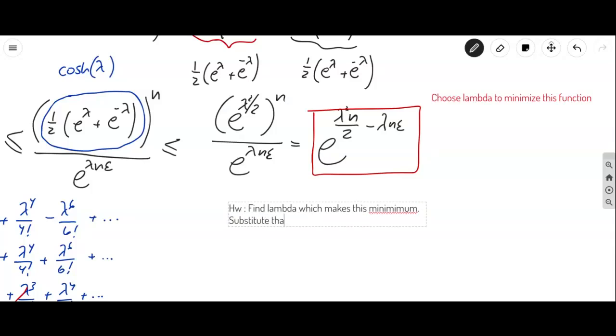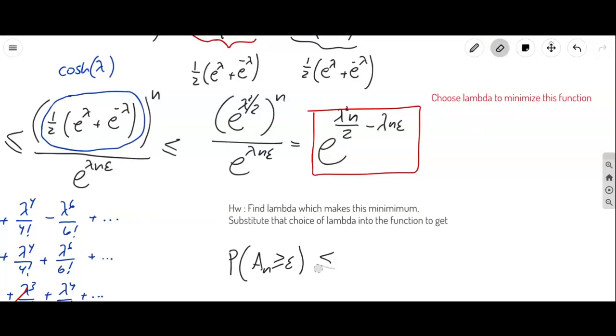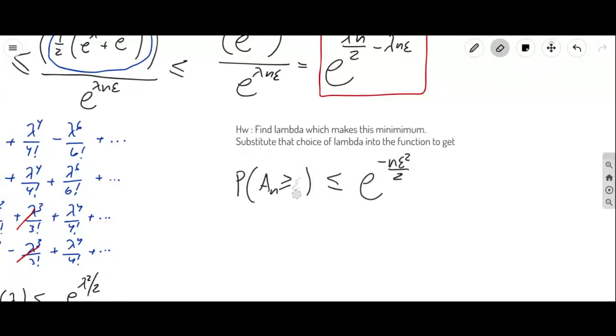And then you're going to substitute that choice of lambda into the function, and if you do it correctly, you would get that the probability of the thing that you want, so maybe I should write it out, this is Sn bigger than or equal to epsilon, is dominated, with the appropriate choice of lambda, by e to the negative n epsilon squared over 2. Okay, so if you do it correctly, that is what you would get. So you would get 1/2 of the inequality, and then the other half follows by symmetry, and that's why there's that factor of 2. So that's the way you do it. That's the way you get this much improved, much tighter bound on the tail.